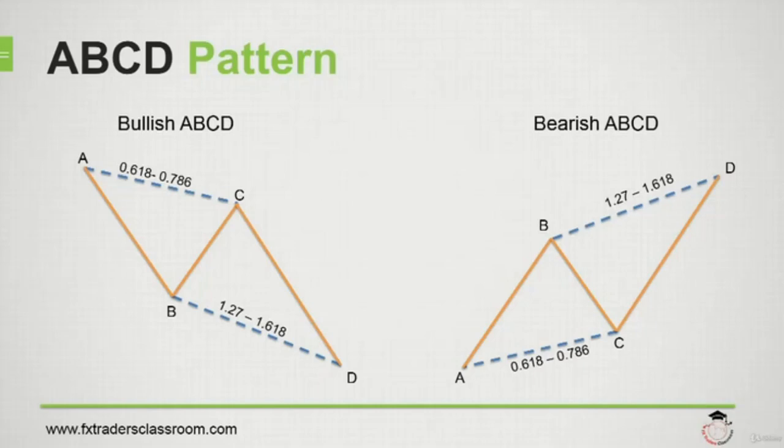The BC projection should either be a 1.27 projection or a 1.618 projection. It is important to note that a 0.618 retracement of the AB should project a 1.618 D point. A 0.786 retracement of the AB should project a 1.27 projection. So why do we use the 1.618 for the 0.618 retracement and the 1.27 for the 0.786 retracement?